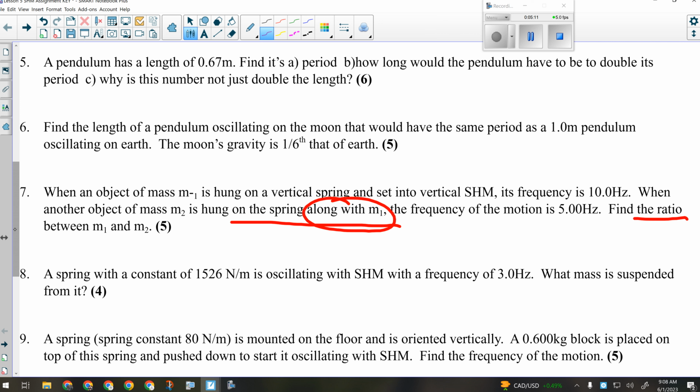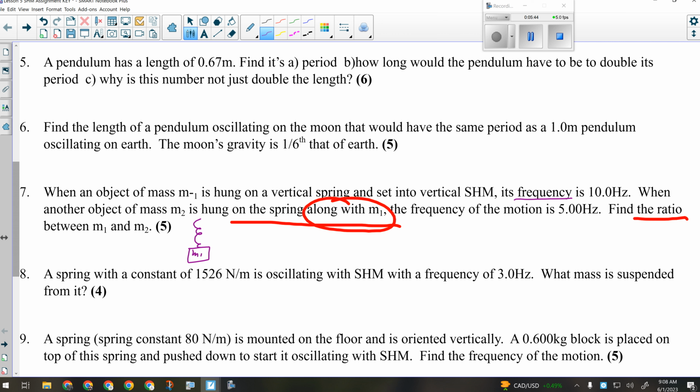So this is a mass on a spring situation. We have the first situation: there's a spring and mass 1 is hanging from it, and it is oscillating with simple harmonic motion with a frequency of 10 hertz. Watch out for being given frequency versus period in a lot of these questions. If the frequency is 1 hertz, the period is 1 second, but for other ones you've got to watch that.